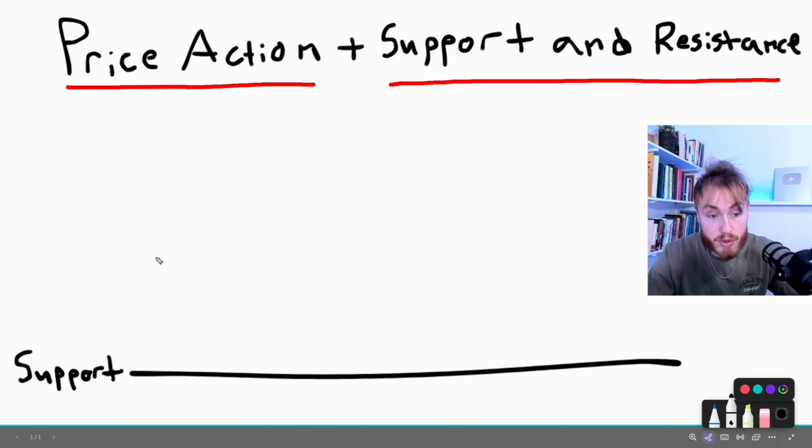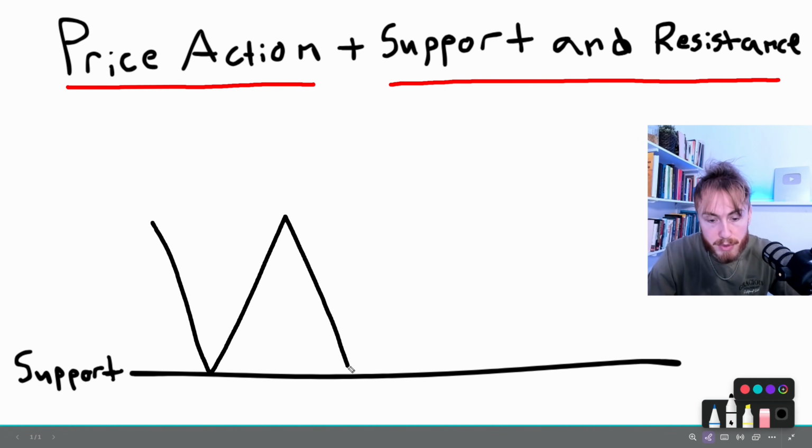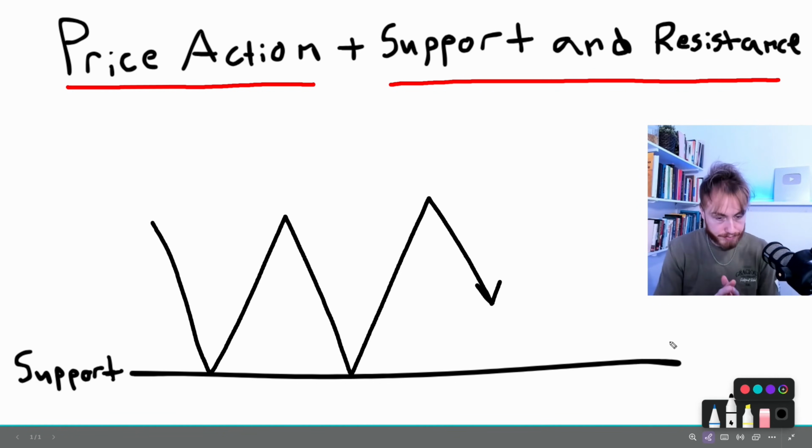So let me draw it out. Let's imagine that the price, in the past, moved down, touched the support like this, and moved down, touched the support like this, and then the price started to move down once again. So we have a scenario that looks something like this.